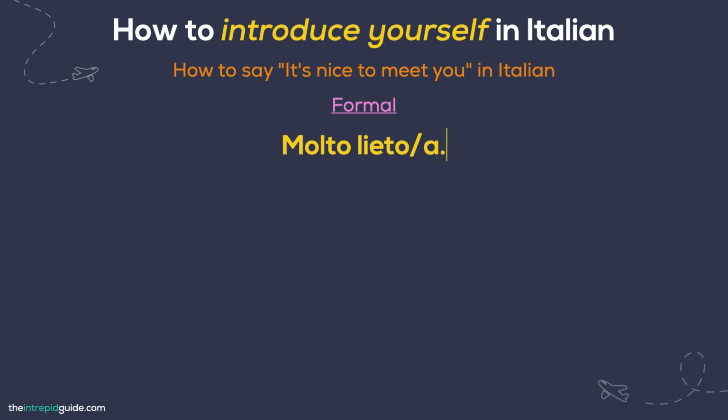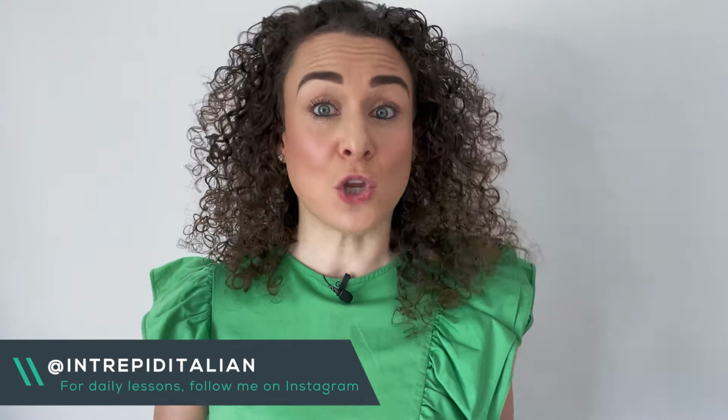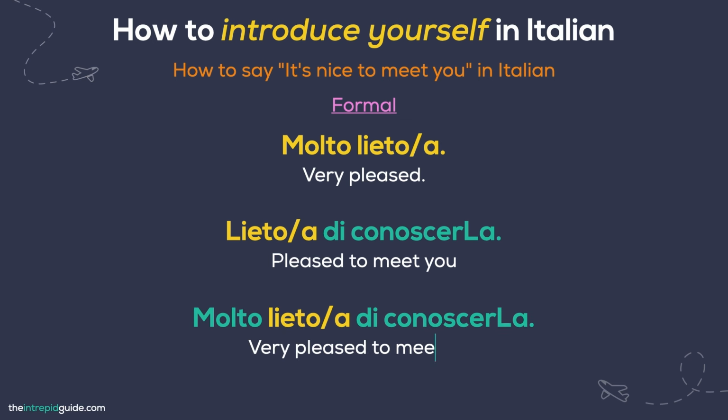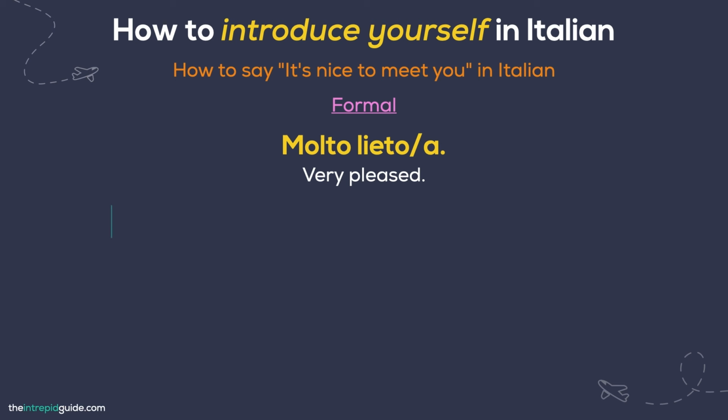You can also say, Molto lieto, Lieta. Very pleased. Now, this is a classy option for the most formal meetings. It varies based on the gender of the speaker. You can also say, Lieto, lieta di conoscerla, and Molto lieto, lieta di conoscerla. Take a look at these examples.